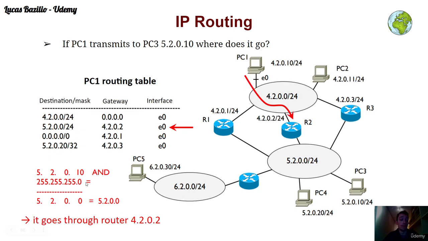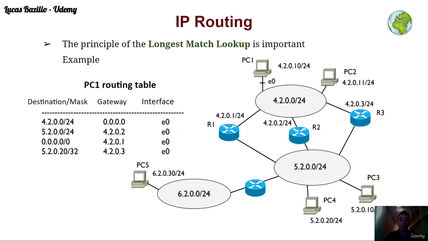We continue now with this mask in here. So we go to the second entry. We apply this same destination with this mask. We get 5200. So this 5200 is the same network where this host is. 52010 belongs to this network. So it goes through this router 5202. That's why in here we arrive to this router R2, following the longest match lookup.